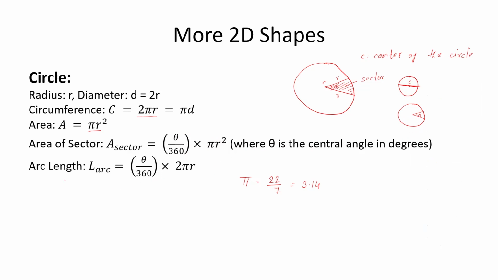Okay. And what is arc length? Arc length of a sector is this length. You see that? Let's say this is the sector. This is the one. So the sector is this thing with angle theta. And this is L arc. And this region is the area of the sector. So arc length is theta upon 360 into 2 pi r.